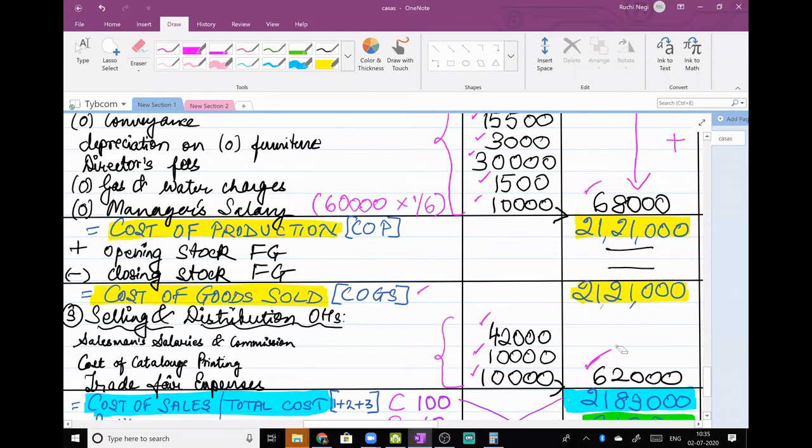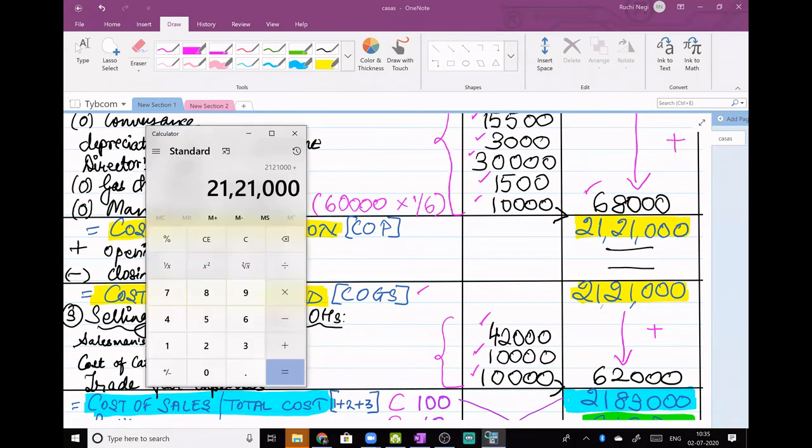So now is it clear how to complete the inner and outer column? Inner column is breakup of cost, outer column is the total of that breakup. Now next what you will add? This COGS plus selling and distribution overheads. So 21,21,000 plus 62,000.